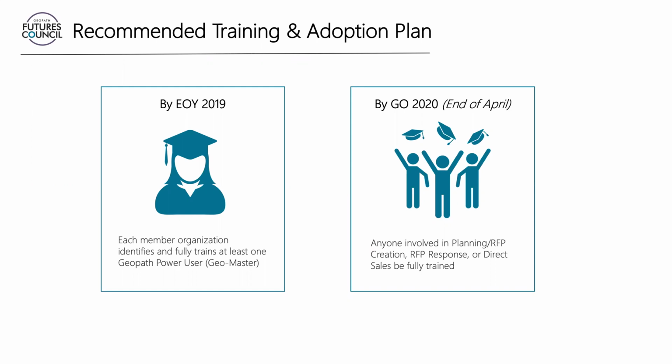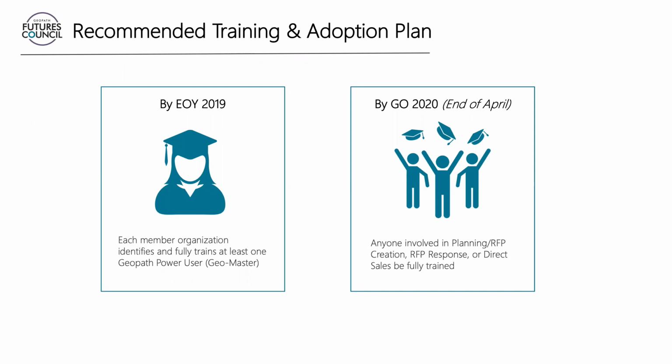And that was also another thing we talked about: what are some recommendations, some guidelines for our members as they think about training. What we suggest is that each member organization find somebody or tap somebody within their organization to be that Geopath power user, or Geomaster, as we've been calling them, to make sure they're aware and trained in the Geopath Insights and hopefully the Insight Suite as well.